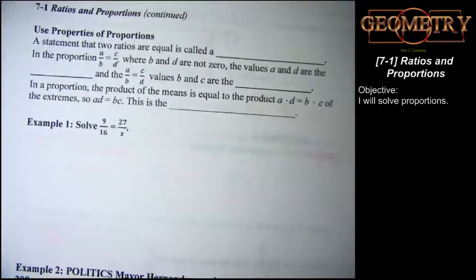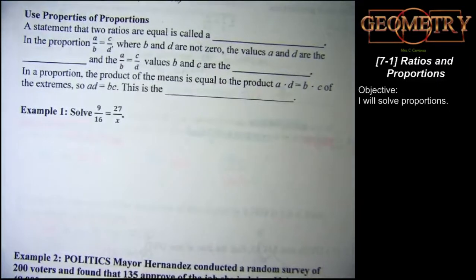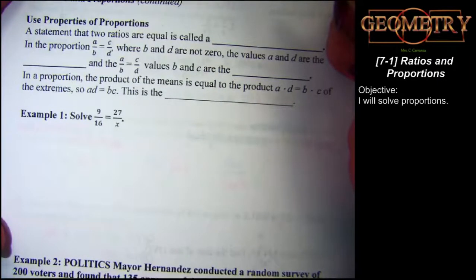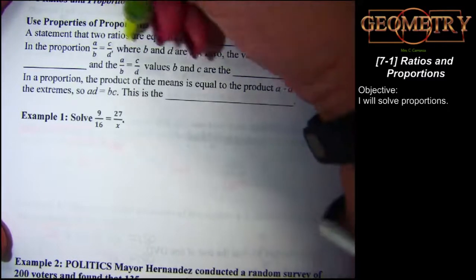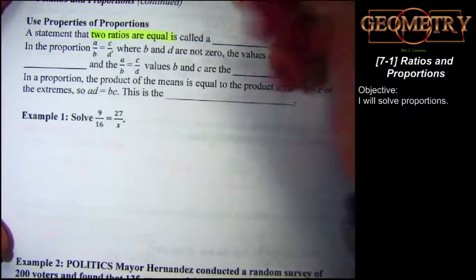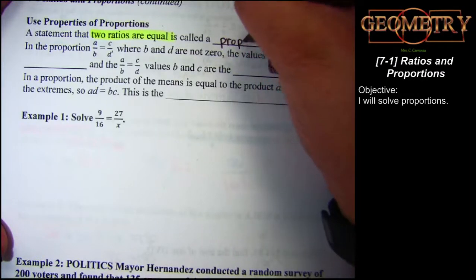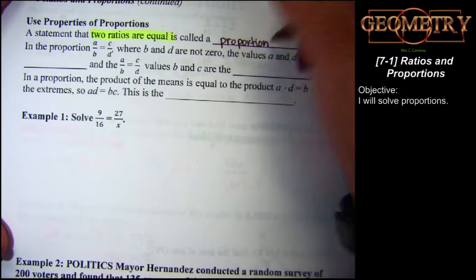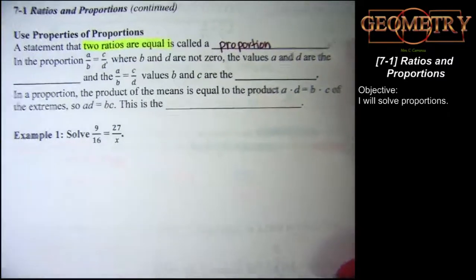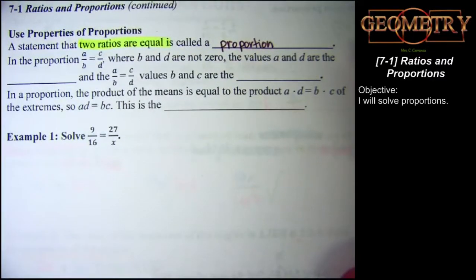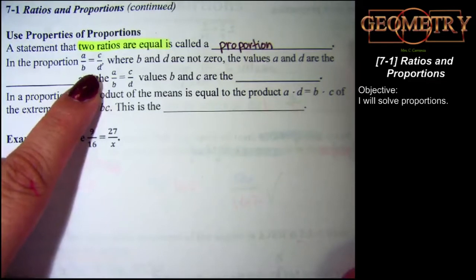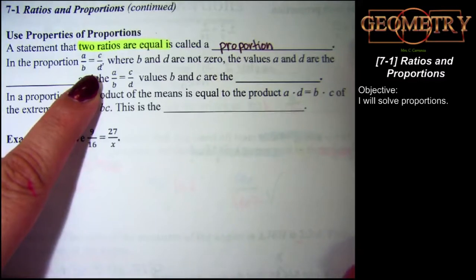All right, let's talk about the proportions. When you have a statement that has two ratios and they are equal, we call it a proportion. So it's going to look like fraction equal fraction. In this proportion, B and D cannot be zeros because those are in the denominator. That means you're dividing by 0 and the universe ends. Please don't end my universe.